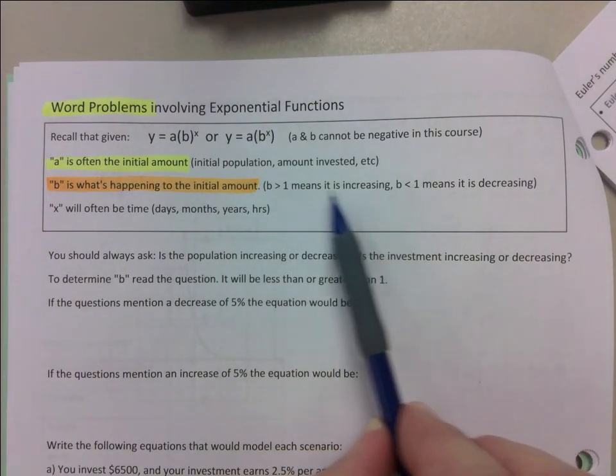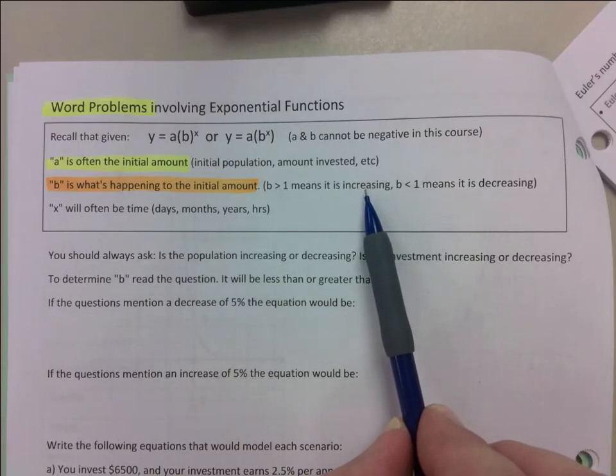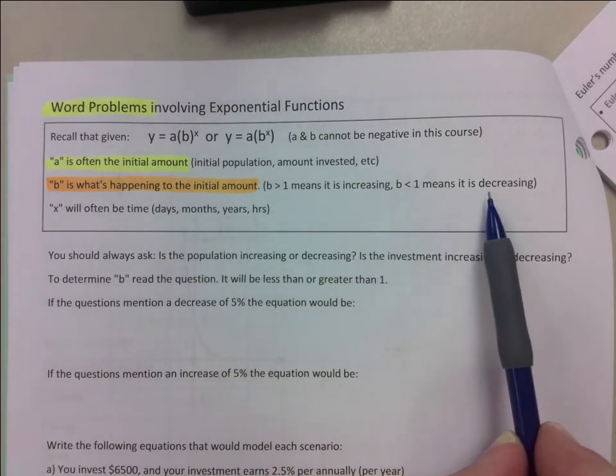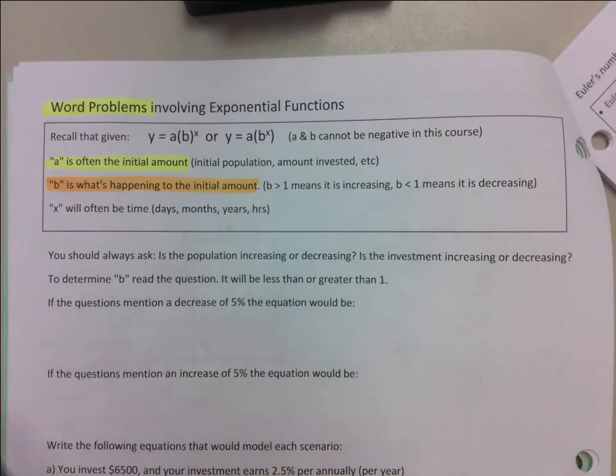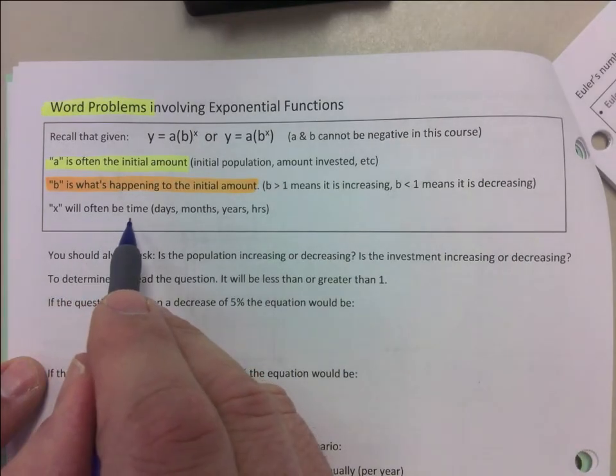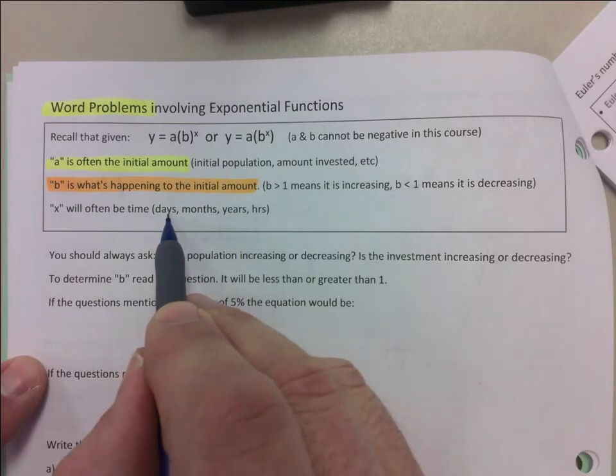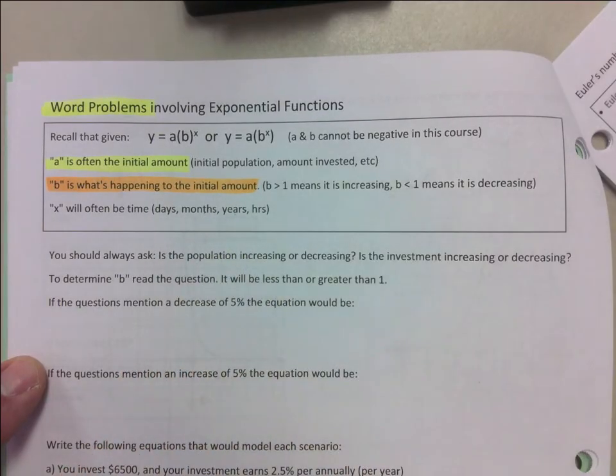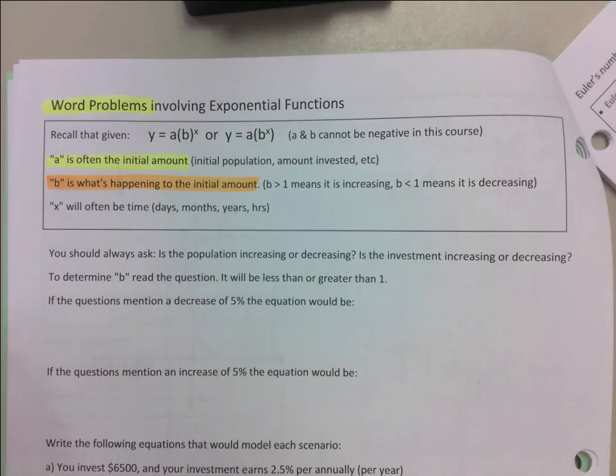Obviously, this is a recap. B is greater than 1, it means you're increasing. B is less than 1, you're decreasing. X will often be time. So that could be in days, months, years, you name it. It could be hours. It could be seconds. You have to just read carefully.